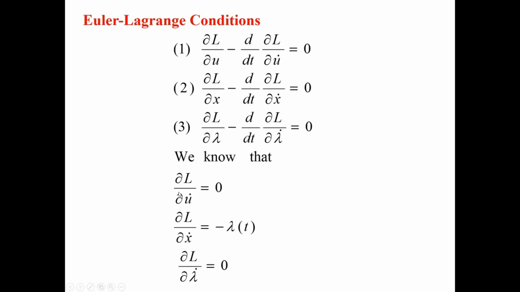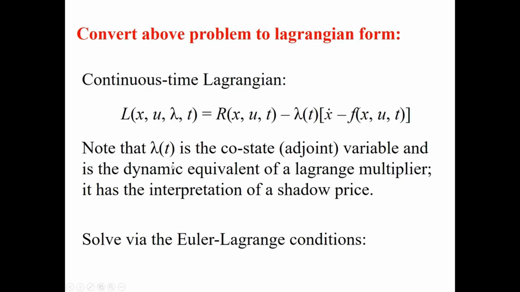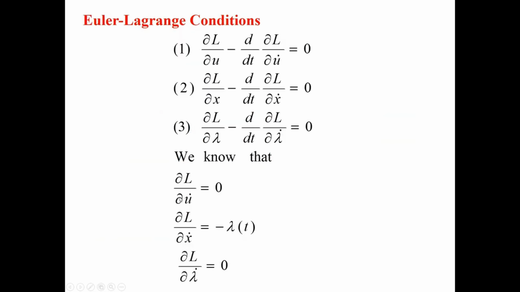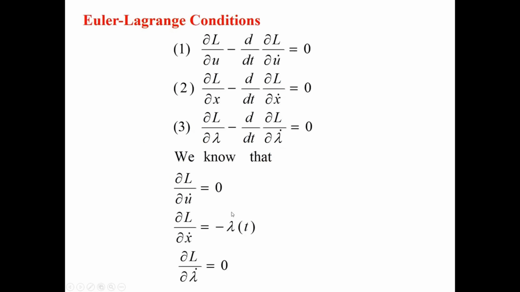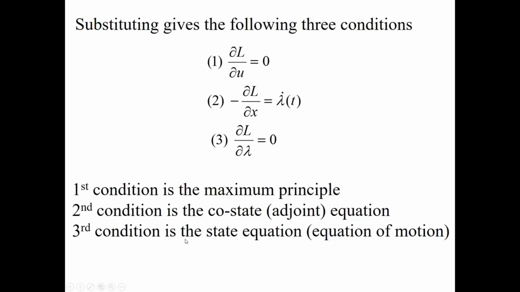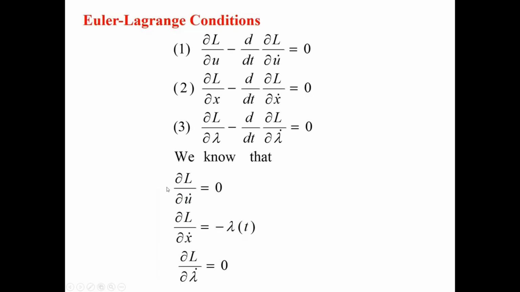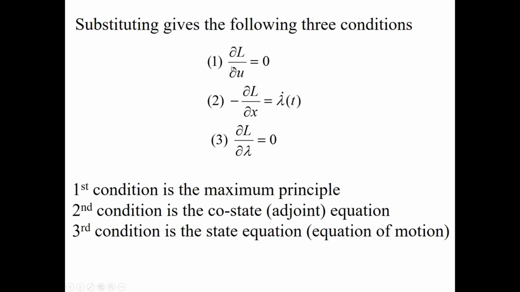Now we know, if you look back at this Lagrangian, and you take the derivative with respect to u dot and lambda dot, there is no u dot on the right-hand side, so it's equal to 0. There's no lambda dot on the right-hand side, so it's also equal to 0. But there is an x dot on the right-hand side, so we've got a minus lambda, which is shown right here. So dL/dx dot is your minus lambda. Then upon substituting these 3 equations into the above 3 equations, we get the following 3 conditions.